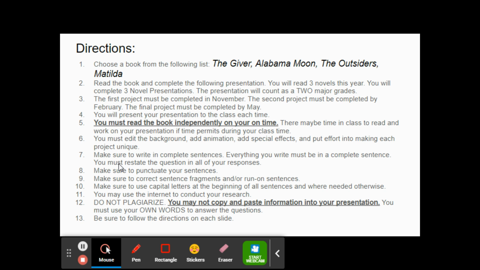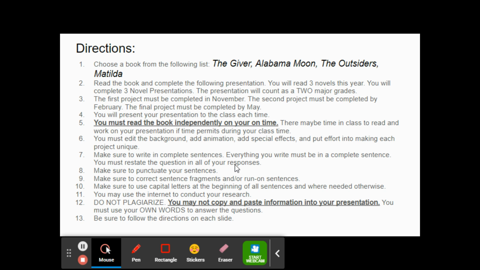Right now, I want everybody where I'm at. I don't want you working necessarily unless we're on that slide. Now, right here where it says, make sure to write in complete sentences, I want you to highlight that. Number 7, make sure to write in complete sentences. Everything you write must be in a complete sentence. You must restate the question in all of your responses.